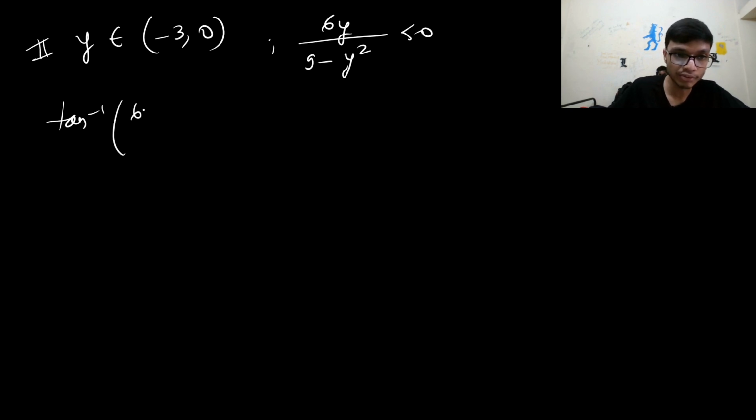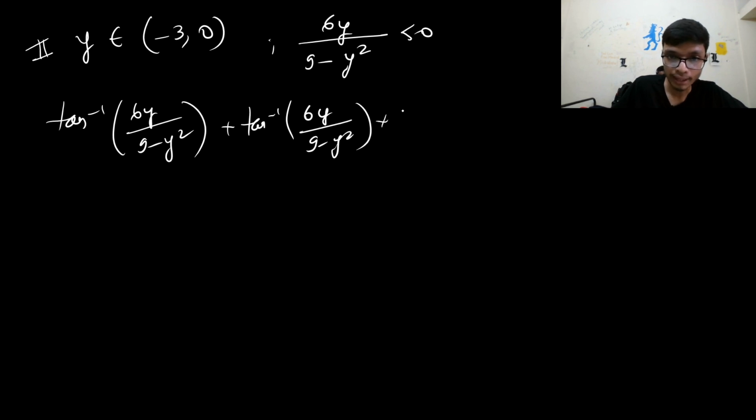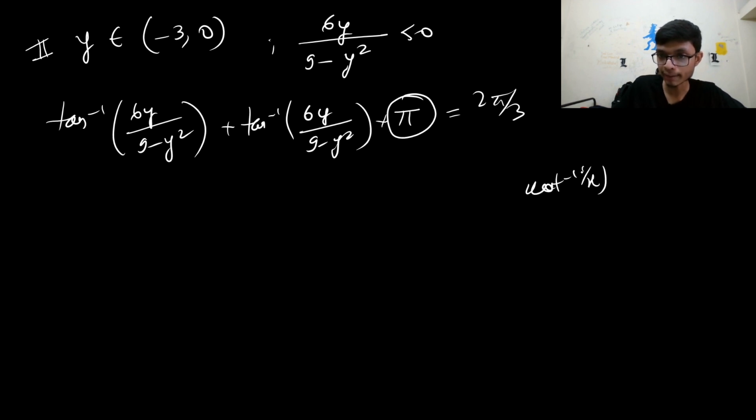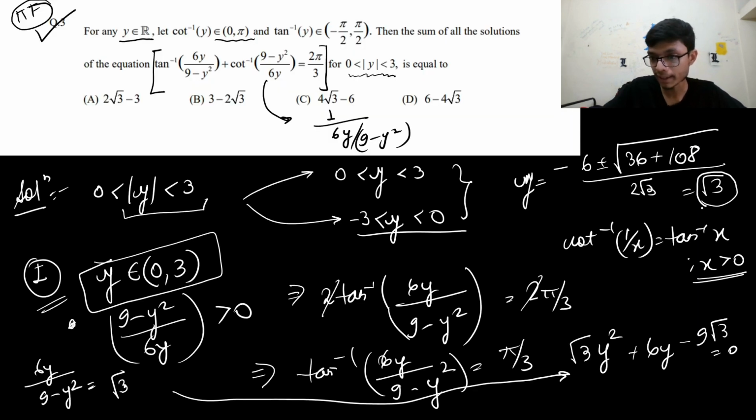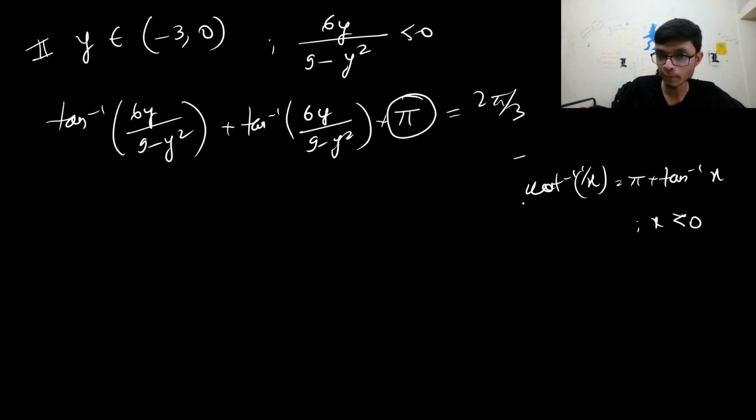That means tan inverse of 6y by 9 minus y square plus, for this particular cot inverse, we will write it as tan inverse of 6y by 9 minus y square, adding a factor of pi over here, is equal to 2 pi by 3. We know the result that cot inverse of 1 by x is equal to pi plus tan inverse of x when x is a negative quantity. So applying this property in this particular scenario, we get the result.